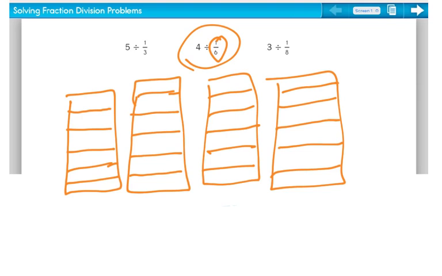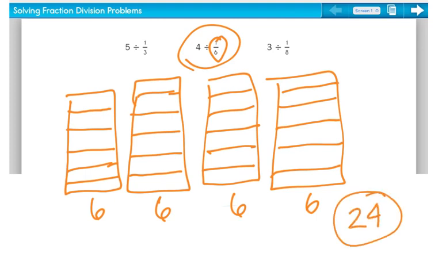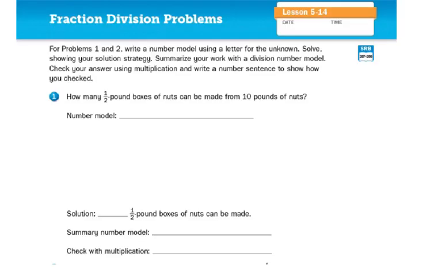How many servings will I have? Well, count them up. I have 6 here, 6 here, 6 here, and 6 here. 6 times 4 is 24. I would have 24 pieces to share with my friends. Let's go ahead and look in our math journal and work through these problems together. We're going to start on page 191.